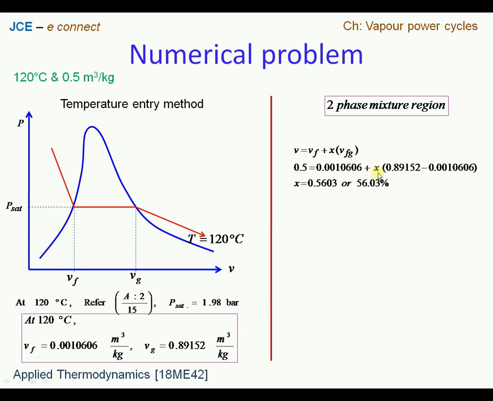Therefore the X will be unknown, one can calculate X, and it comes to 0.56. In terms of percentage, it is 56.03 percent. This means the dryness fraction is 56%. That means 56% of the given fluid got converted into vapor. That is the meaning of it.